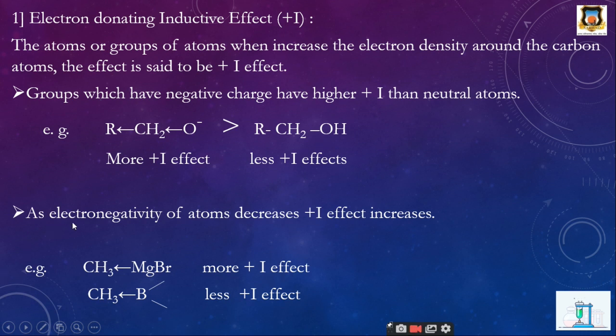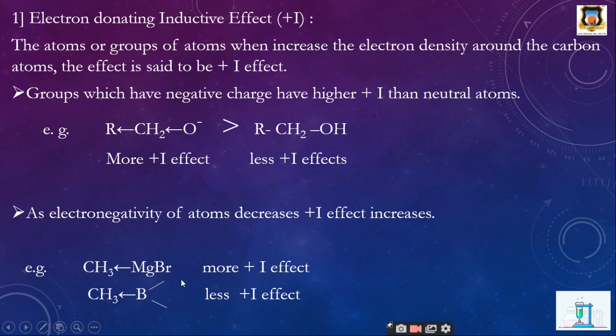It increases more electron density around carbon than the neutral oxygen because it has only its own electron pairs. Then second, as electronegativity of atom decreases, the plus I effect increases. That is, here the magnesium and bromine are attached to carbon. Then the electronegativity: bromine is more electronegative than magnesium. Magnesium is more electropositive. Therefore, it increases more electron density around carbon than the bromine.